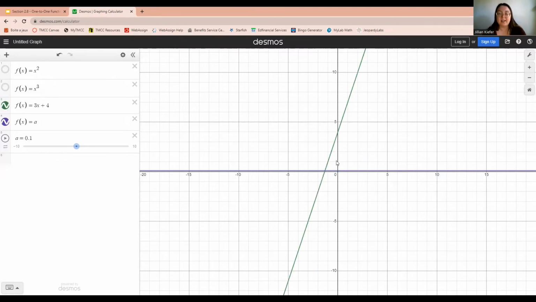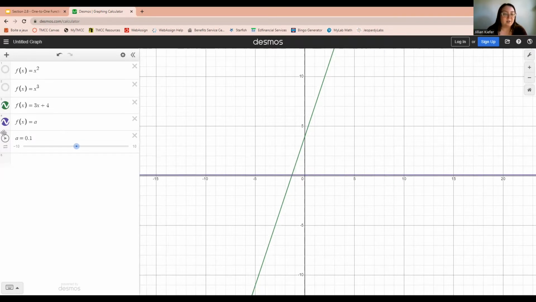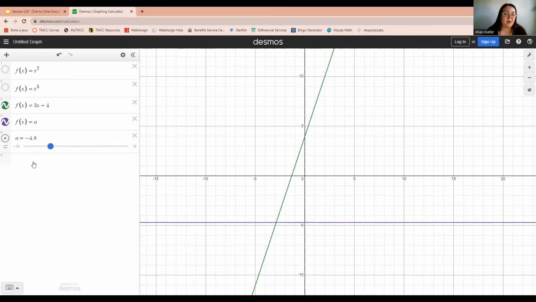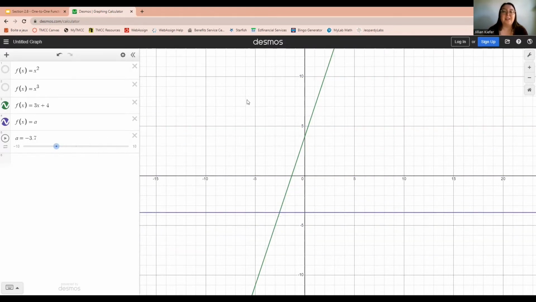All right, our last one here. We have f of x is equal to 3x plus 4. It is just a straight line. It's going to go on forever in a straight line. So we can use our slider, and it definitely doesn't look like it's going to cross 2 points at any point here. So yes, part C, f of x is equal to 3x plus 4, is one-to-one.